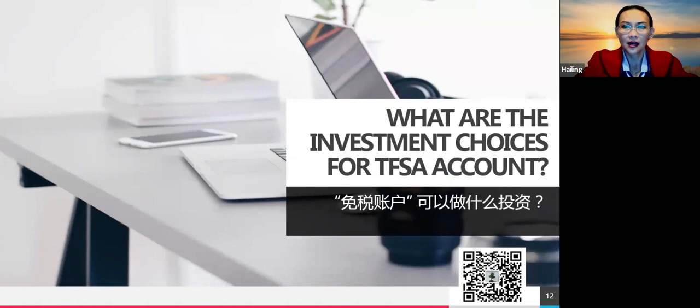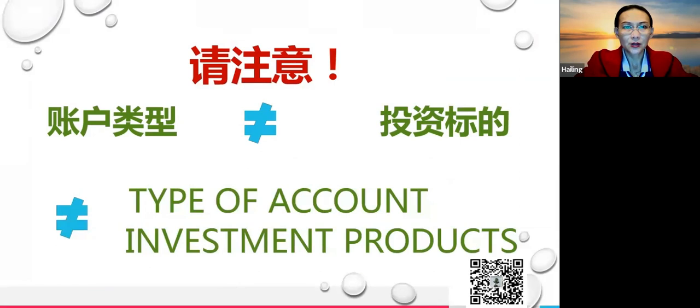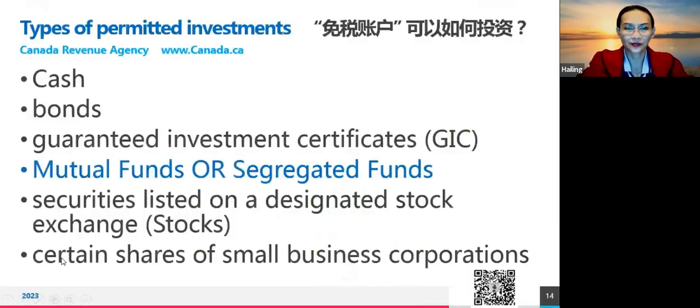Number 3, what are the investment choices for a tax-free saving account? We need to pay attention: the type of account is not equal to investment products. Earlier, I showed you the list of different accounts and their purpose. When you open an account, it's just like a cup, you put the water in this account. Okay, the water is the cash. But in this cup, you can have coffee, you can have tea, right? So the coffee and tea, those are the different investment products. This is just an analogy, okay?